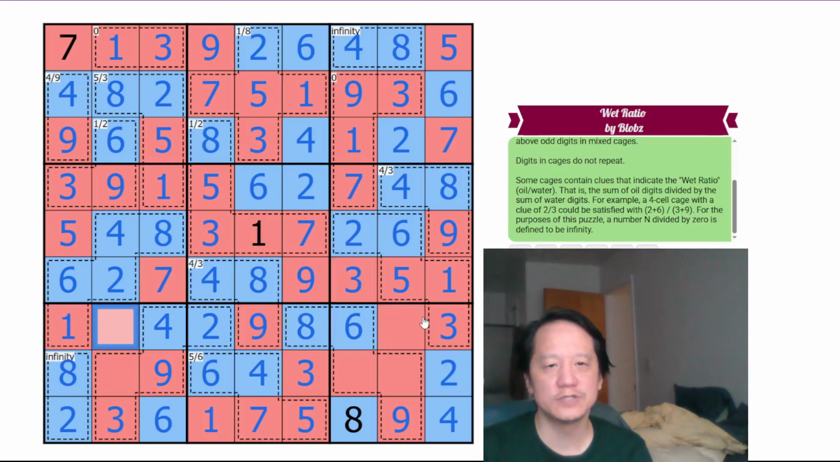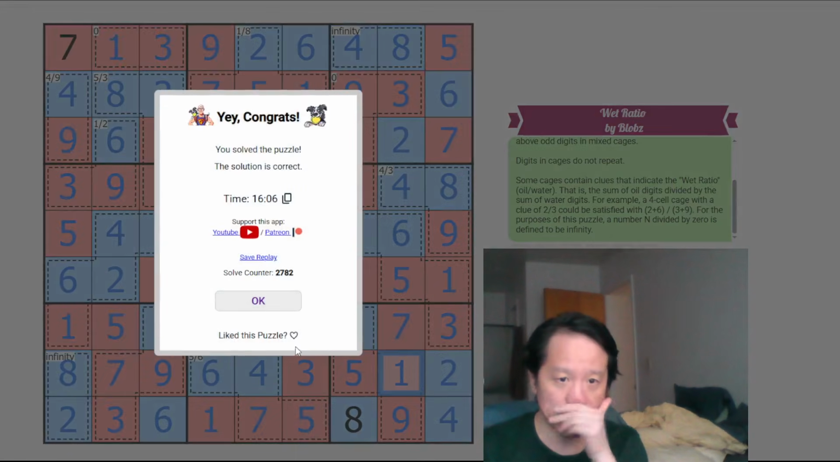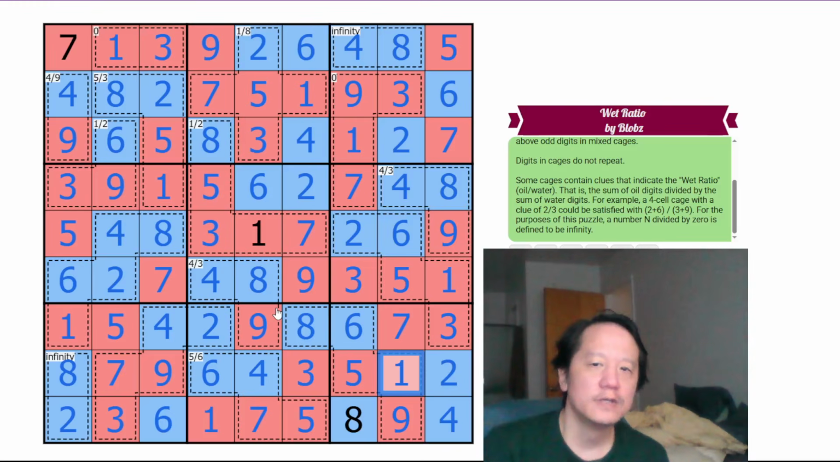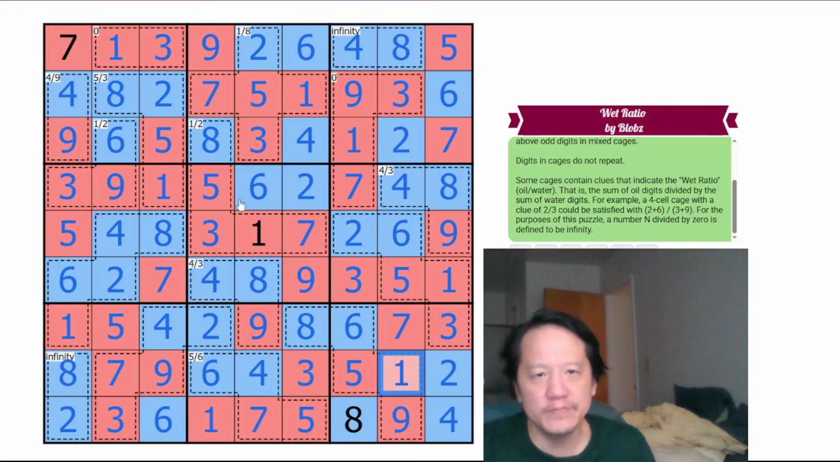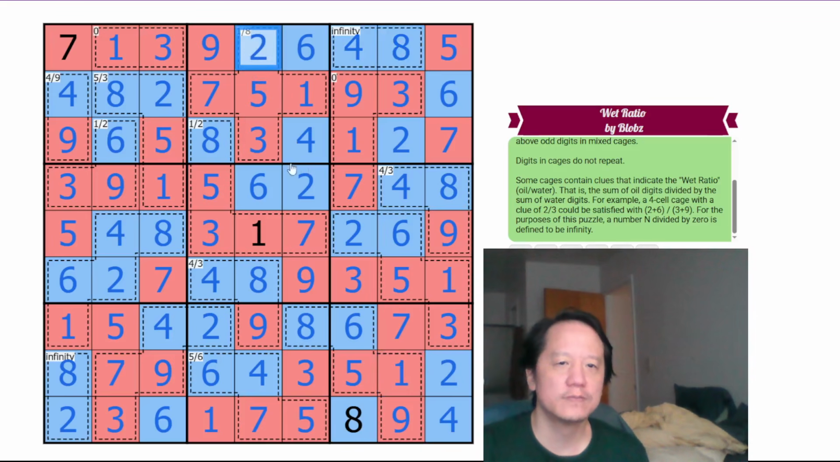Remaining digits in row 7 are 5 and 7. This can't be 5 because of 5 in the column, so that's 7, which makes that 5 there, which gives us 7 here. This is 5, and this is 1. And that's how you solve it. Pretty straightforward. The ratios definitely made things pretty straightforward. There were very limited options that you could have for each of these ratios.